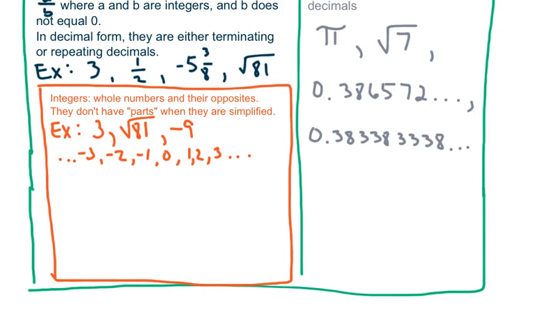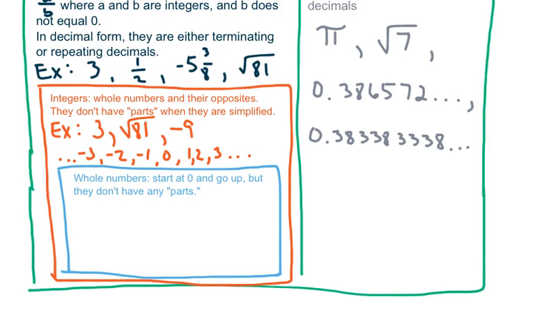The next set of numbers is inside the integers, and those are called whole numbers. Whole numbers start at 0 and go up forever, but they don't have any what I consider parts. So again, no fractions or decimals in its simplified form. So if you take a look at the examples of integers, we had 3. 3 is also a whole number, so we're going to put that down here with the examples. The square root of 81 is 9. 9 is a whole number, so I could put the square root of 81 here.